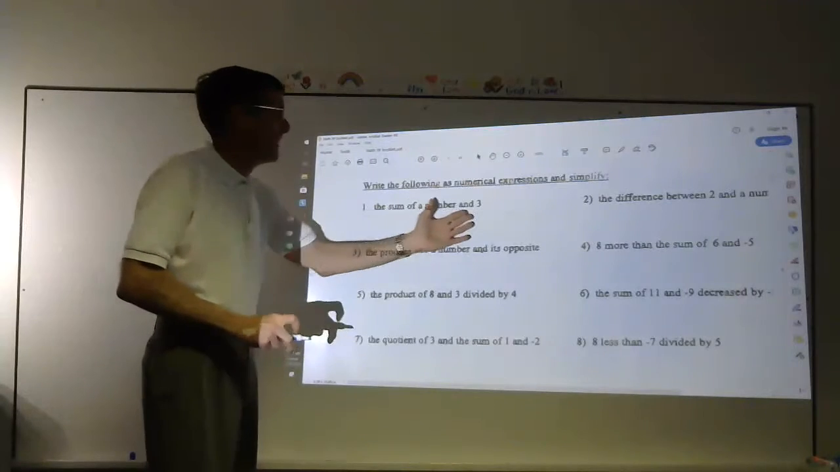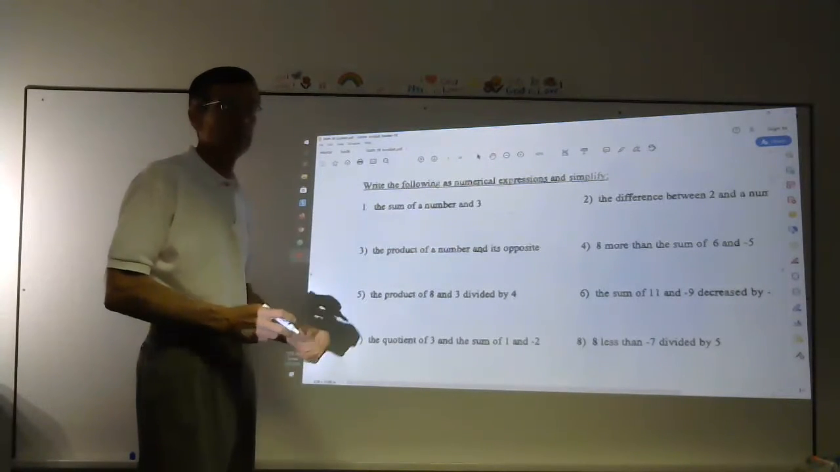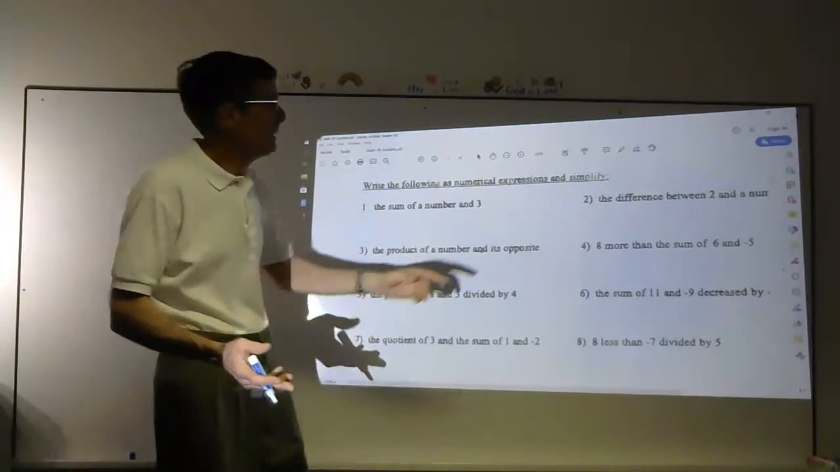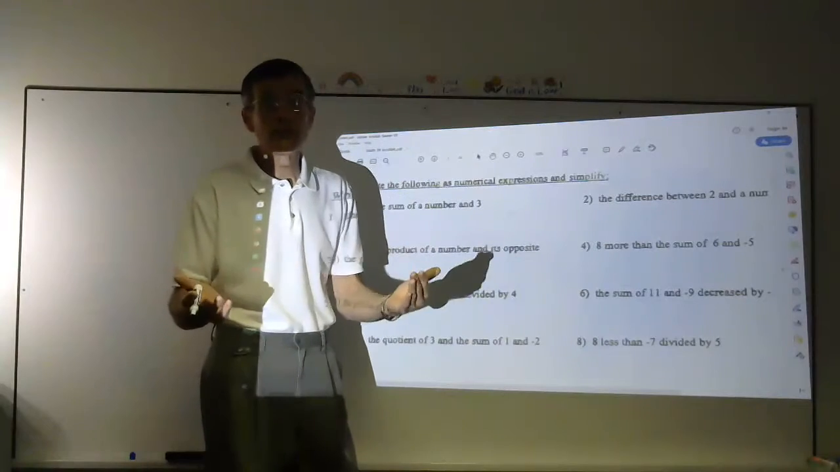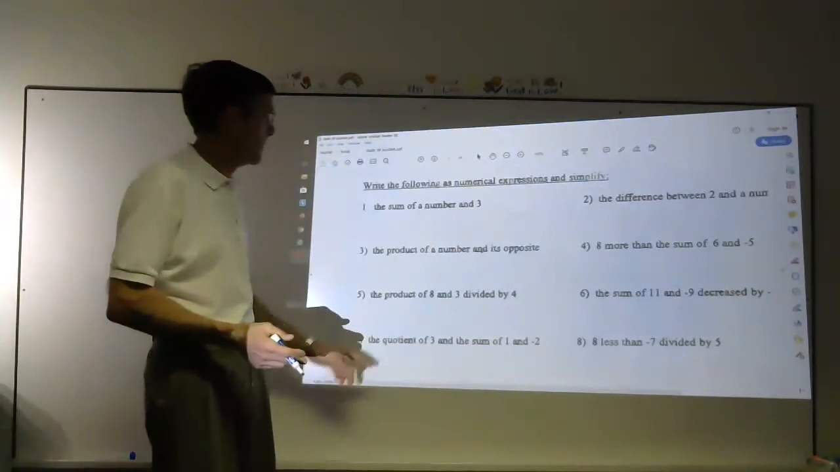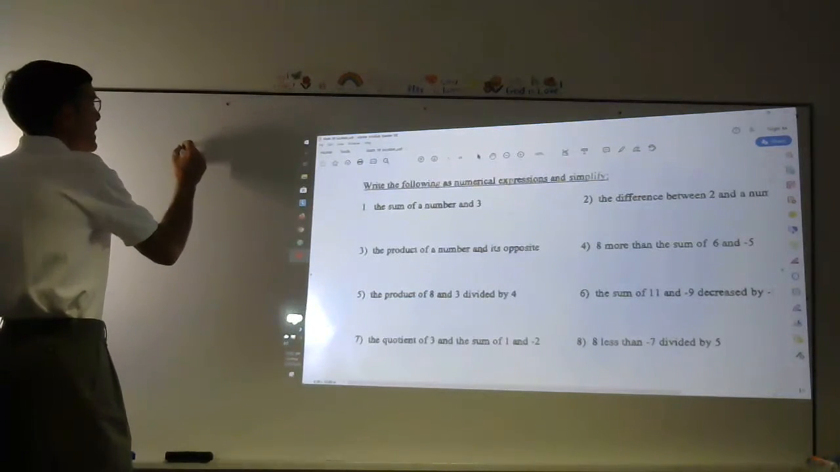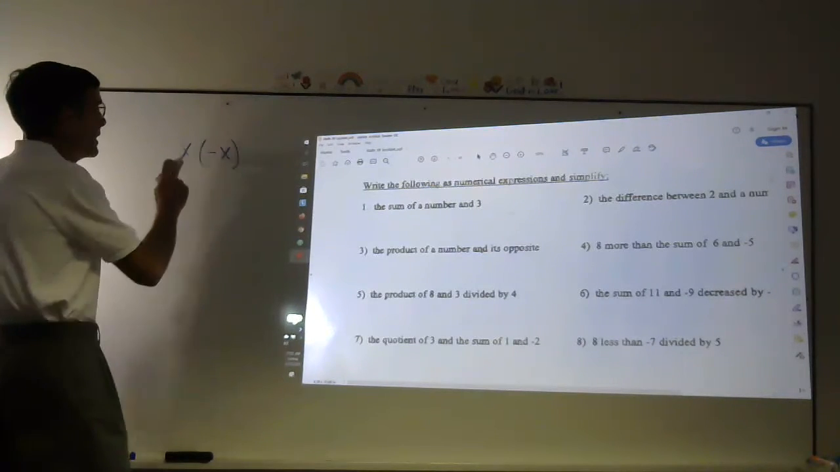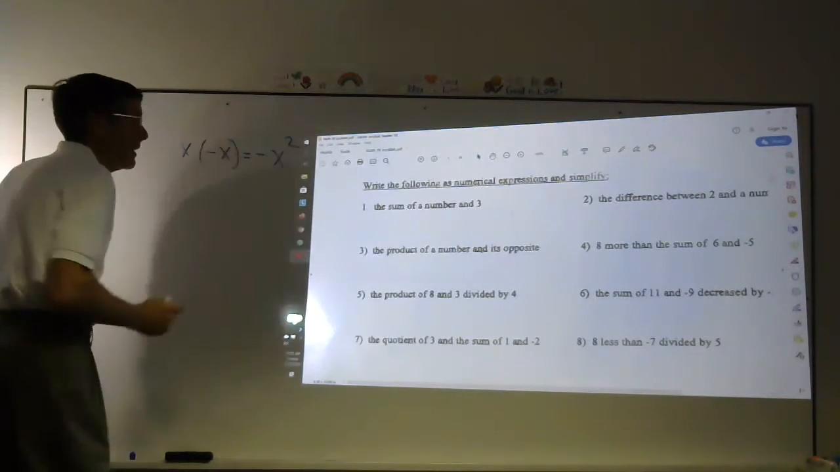There we go. Let's translate this into algebra. The sum of a number and 3. Sum means add: x plus 3. The difference between 2 and a number. Difference between two numbers is subtraction: 2 minus x. The product of a number and its opposite. Is that not x times negative x, which is x squared, and there's one negative sign?